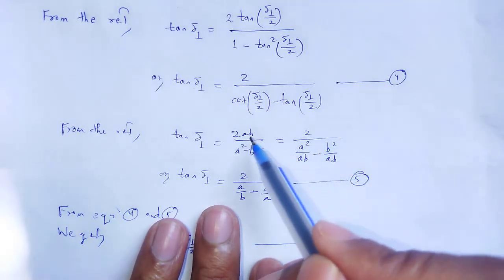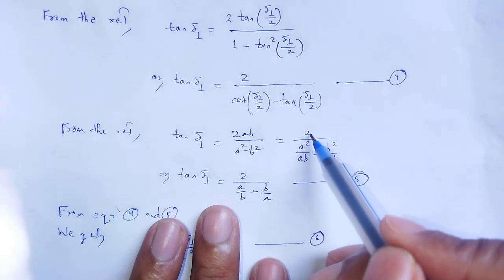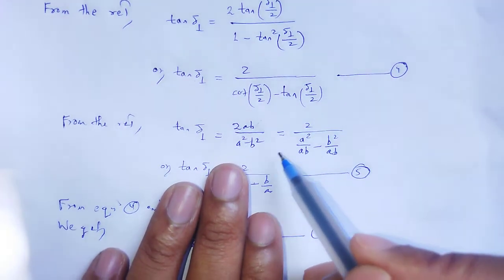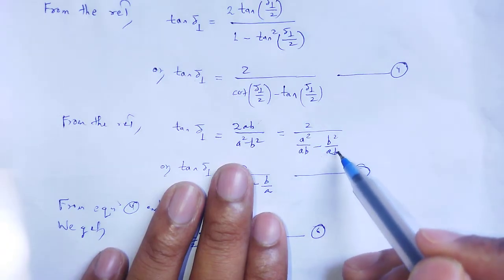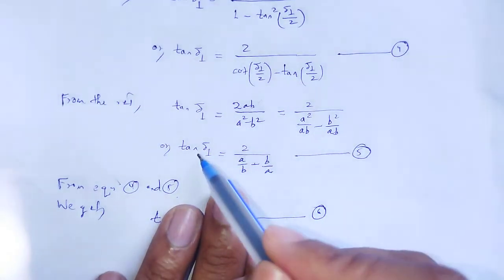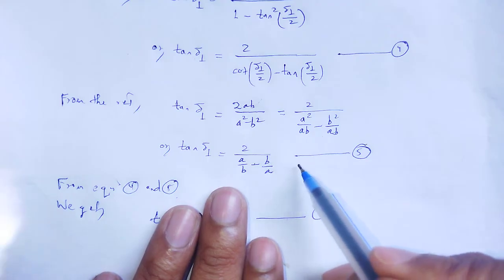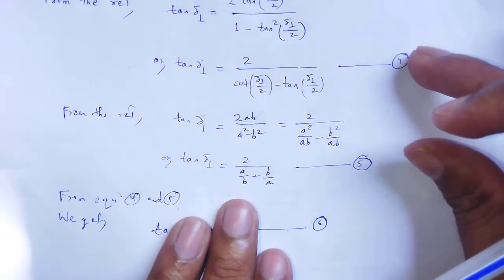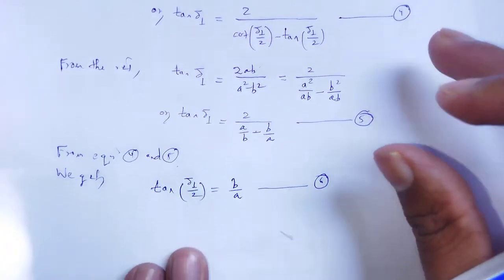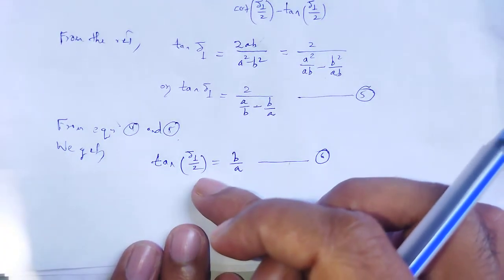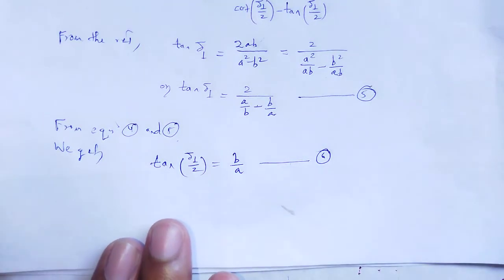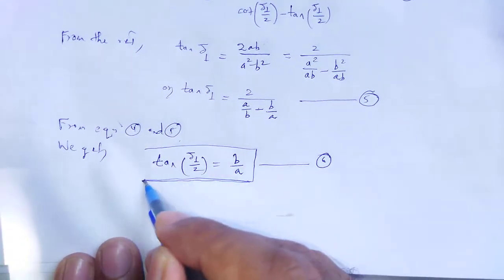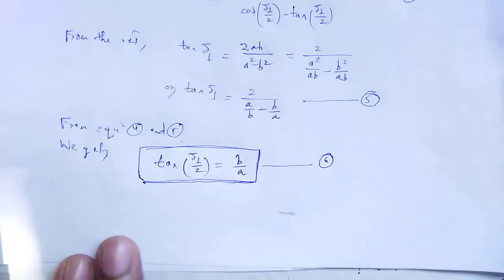So, when AB is divided in the numerator side, it will be 2, and when AB is divided in the denominator side, so A square divided by B minus B square divided by B. So, we obtain tan delta perpendicular is equal to 2 divided by A by B minus B by A. Now, we can easily compare equation number 4 and equation number 5. We obtain tan delta perpendicular divided by 2 is equal to B by A. Okay, tan delta perpendicular divided by 2 is equal to B by A.